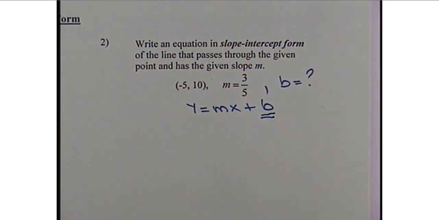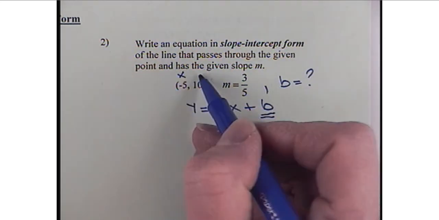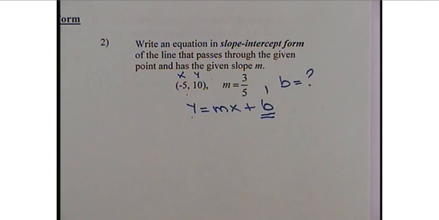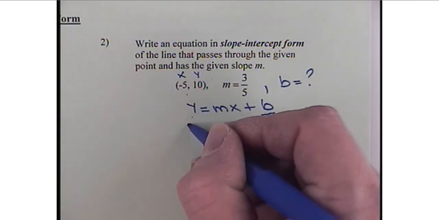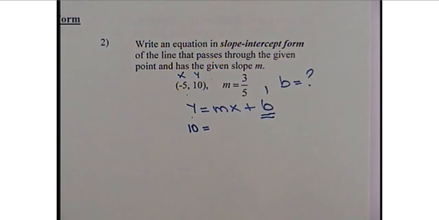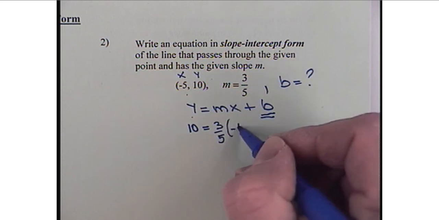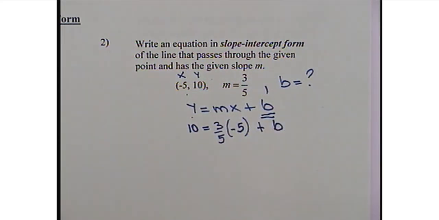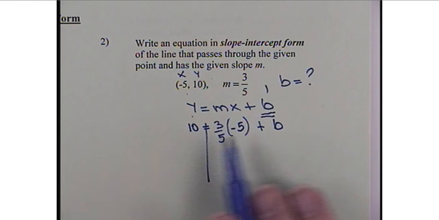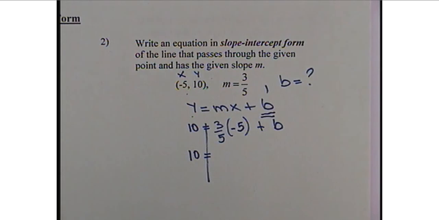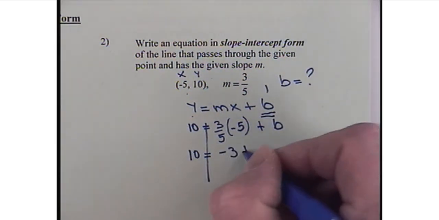So what I'm gonna do, we have a point, the coordinates of this point are x and y. We're gonna substitute those coordinates down here into the equation. So y is 10 based on the y coordinate. Then we have m, which is 3 over 5 times x coordinate -5 plus b. Well, if you look at the equation, we know everything except b. So we're solving that equation for b. 10 equals 3/5 times -5, which on your calculator will give you -3, plus b.